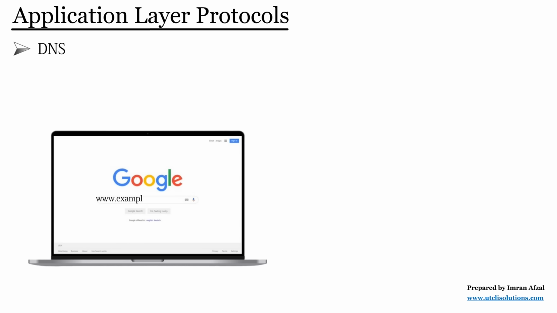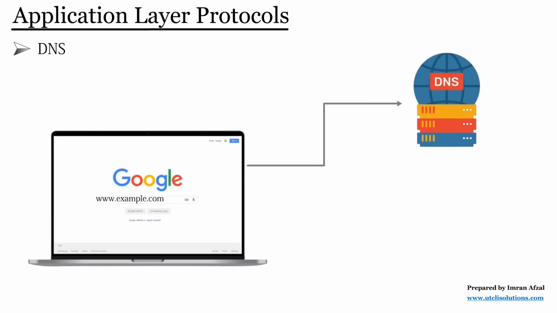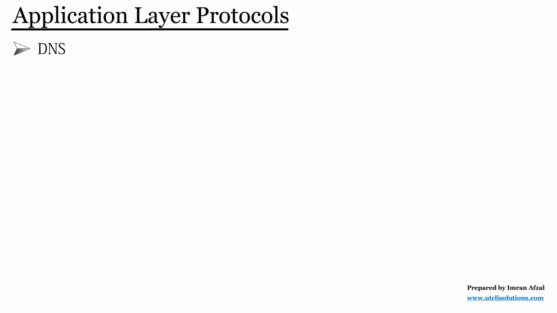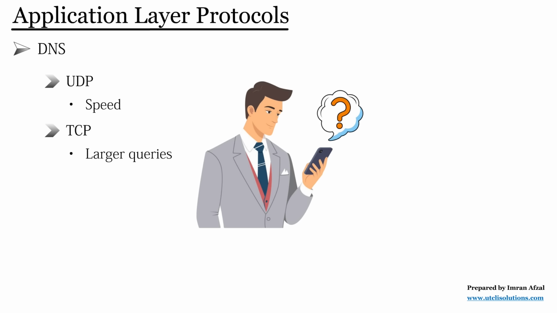When you enter a website address, your device sends a DNS query to a DNS server. The server responds with the correct IP address, allowing your browser to connect to the right destination. DNS typically uses UDP for speed, but can fall back to TCP for larger queries. Imagine trying to call someone without knowing their number. You would look it up in a phone book. That's exactly what DNS does, and it happens in milliseconds.